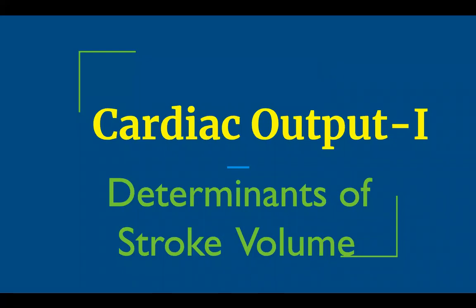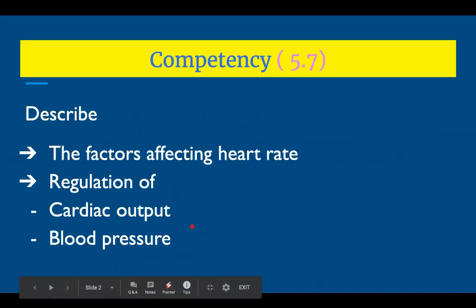Now we have a series of two lectures on cardiac output. The first lecture is on determinants of stroke volume. So this is competency 5.7 according to the framework of the NCI. 5 refers to cardiovascular physiology and 7 is this particular competency which describes the factors affecting heart rate and regulation of cardiac output and blood pressure.